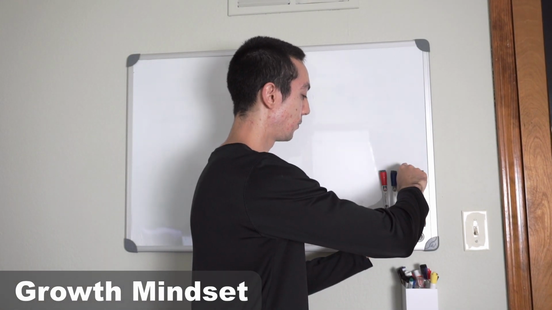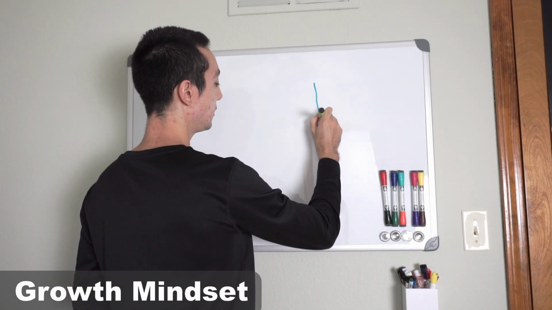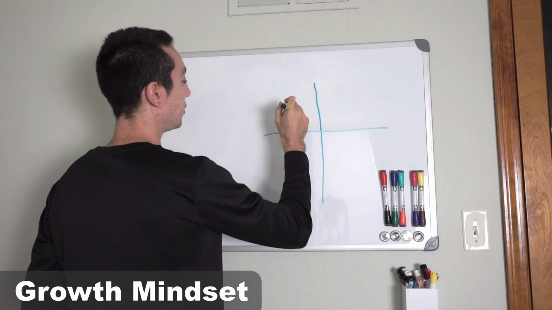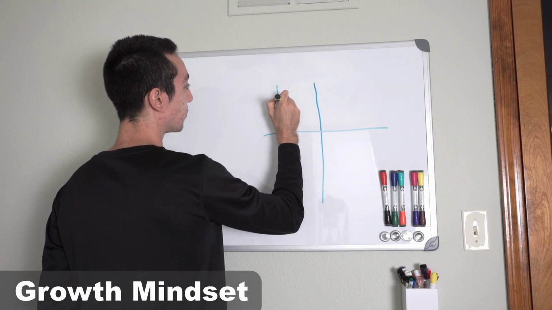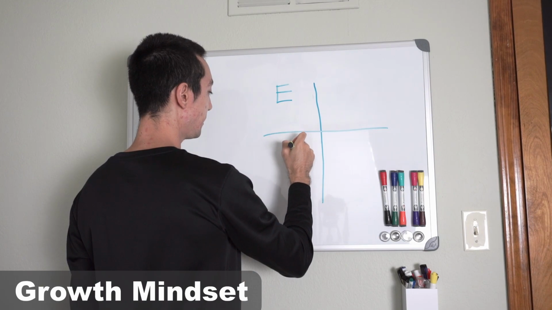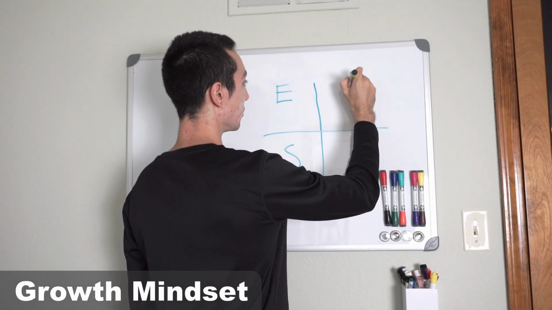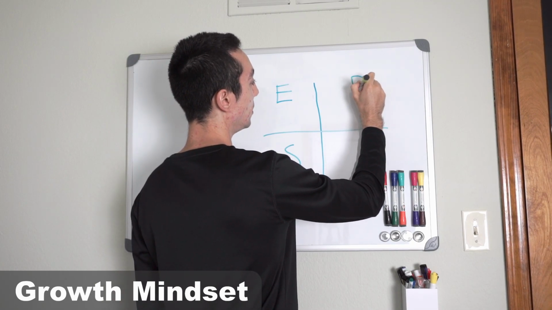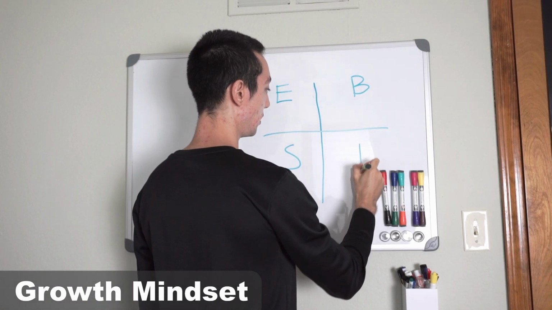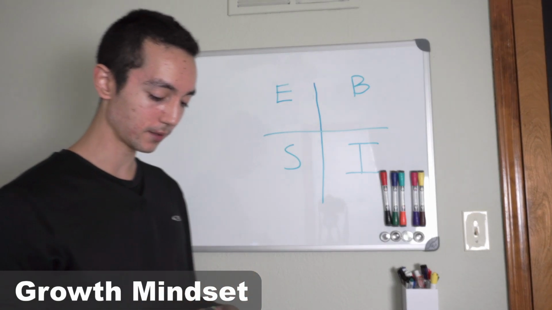All right, so with these quadrants that are shown in the book, he's got basically this example right here. So you got your sections, you got your E for employee, you got your S for self-employment, you got your B for business owner, and then you got your I, which is your investor. So there's different sections in this.